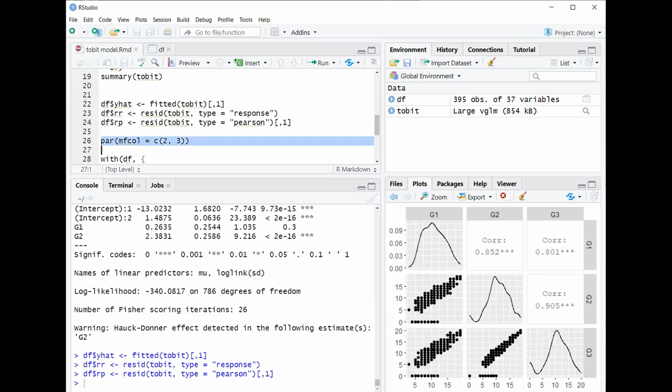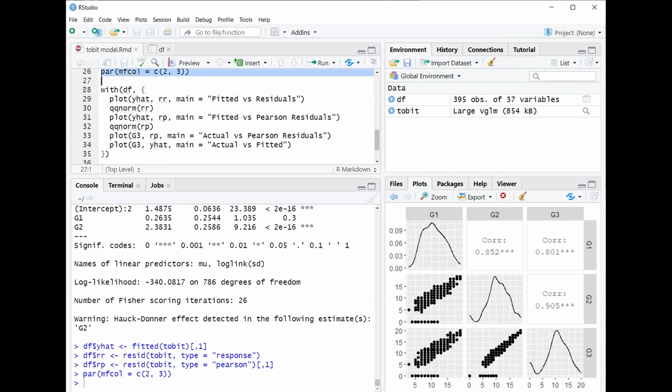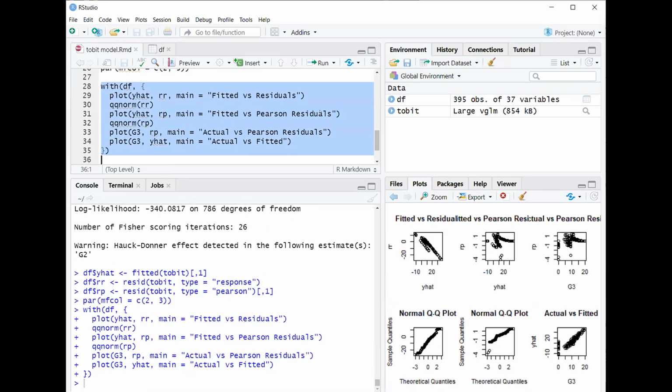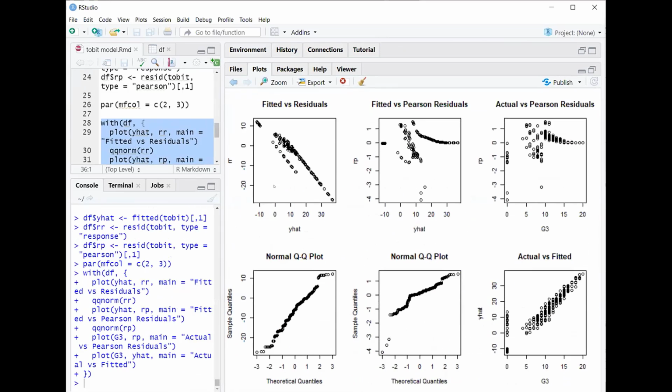Then this command will make a frame with two rows and three columns, and then it will draw the graphs in it. These are the graphs that represent the diagnostics of the model. Let me make it first, and let me zoom in. As you can see, when you compare the quantiles, it looks normal because it's following a horizontal line. For the Pearson residuals, it's not normal.